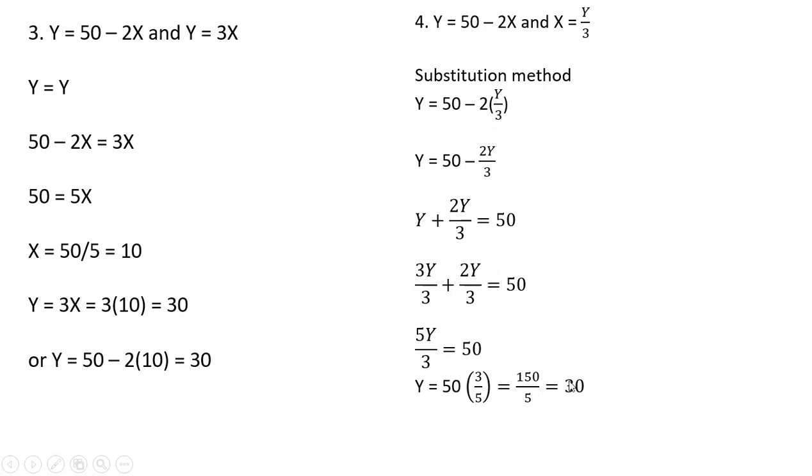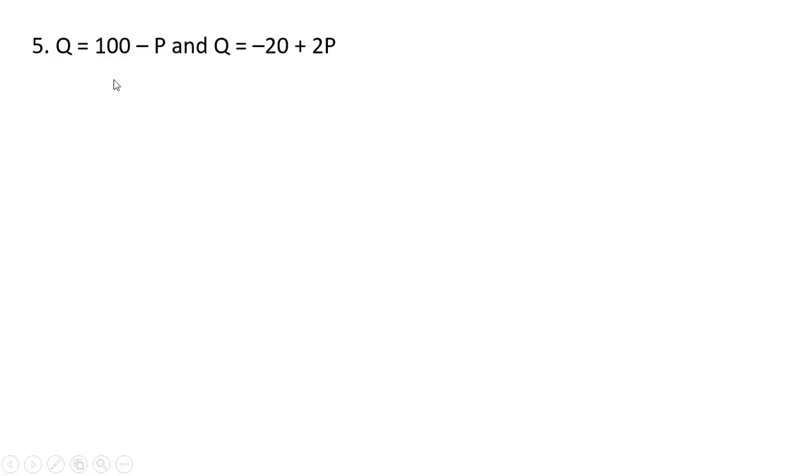To get the x, the easiest thing to do here would be to take this 30 and plug it in on top here, and we'll get x equals 10. We could have also taken this y equals 30 and plugged it in here, but we'd have had to do a few more steps. So the most direct way would be to take this 30 and plug it into our x equation to get x directly. All right, moving on.